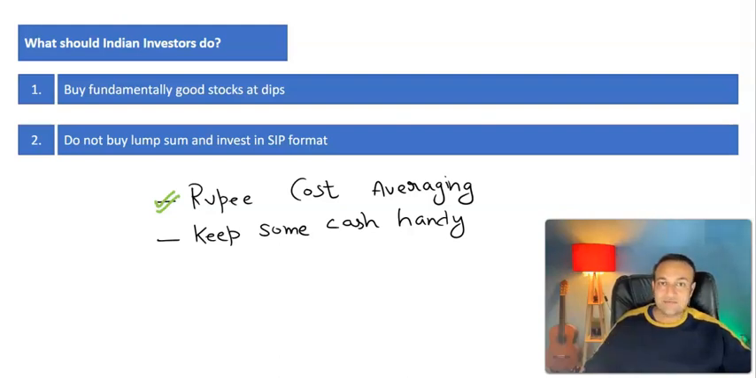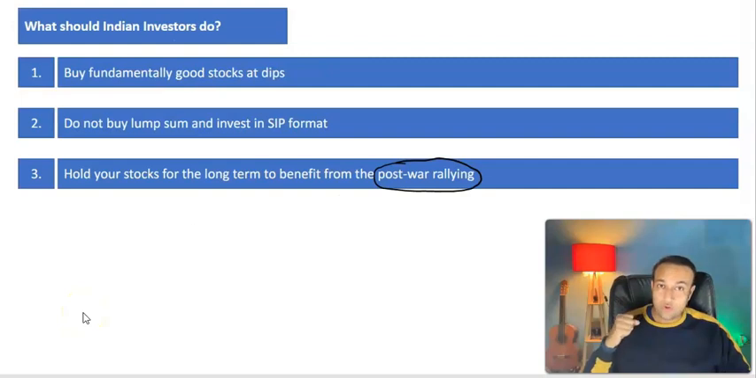The second thing it achieves is that the investor will always have some amount of cash handy with them. So whenever there are stocks which are available at very attractive valuation, if you have cash, you will be able to leverage that cash and buy those stocks at attractive valuations. So always invest in the SIP format. Number three, hold your stocks for long term. Why? Because post-war, there would be a post-war rally and you can only make use of this rally if you hold the stock. So invest for long term, invest in good quality stocks.